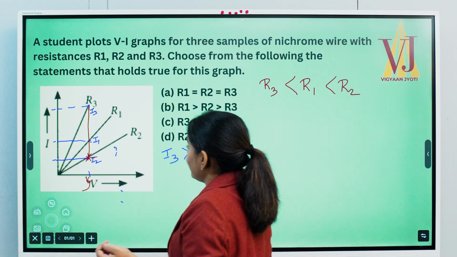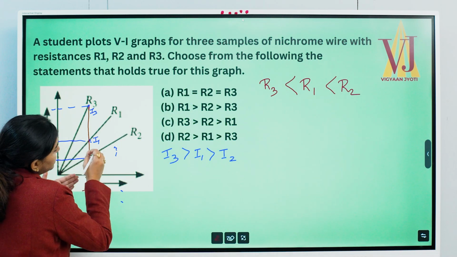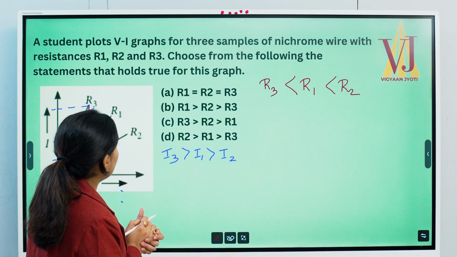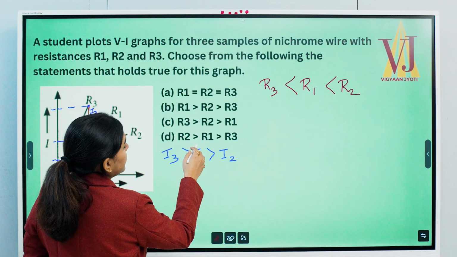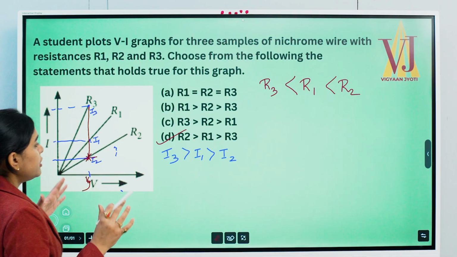Since here you see they have tried a lot of effort to increase the voltage, but the current is increasing very slowly, that means R2 is the highest. So the option that will follow is R2 is greater than R1, which is greater than R3. So option D. Did you understand this part?